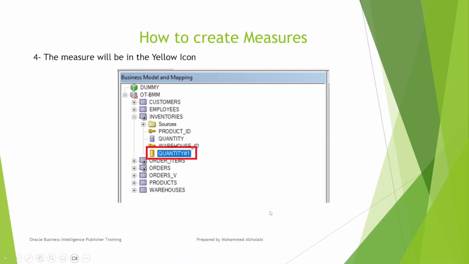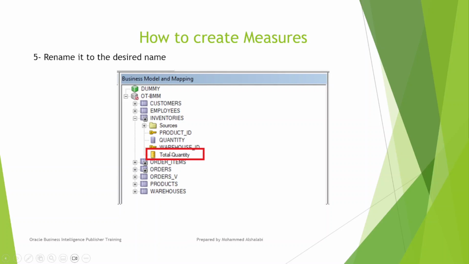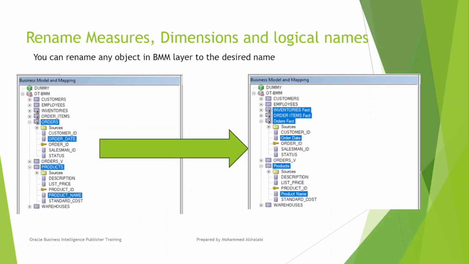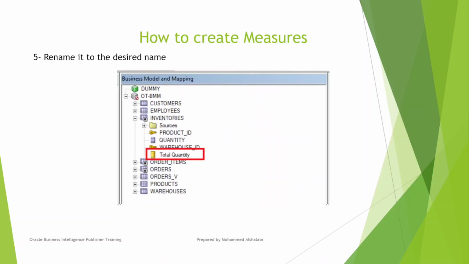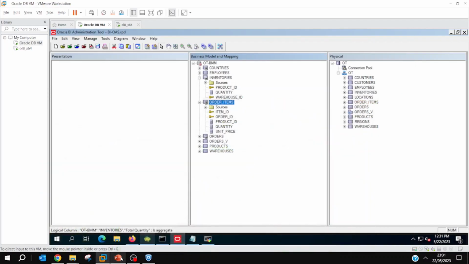After clicking on OK, the measure will have a yellow icon. After that, you can rename the measure. Press F2 or right click, rename to the desired name, total quantity for example. Okay, now let's move to the BI environment.